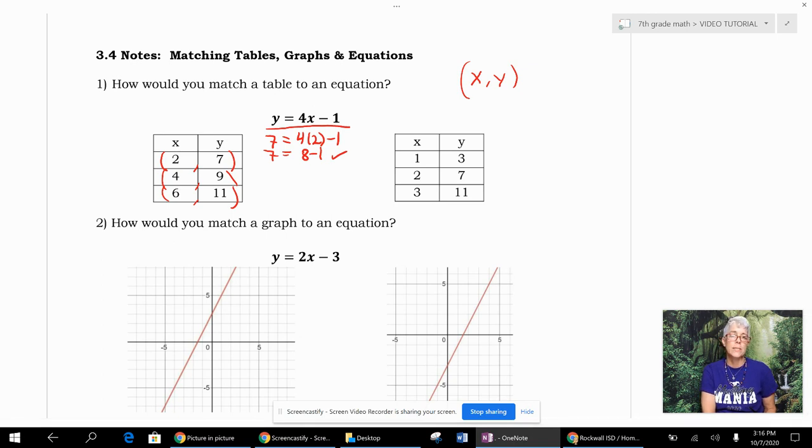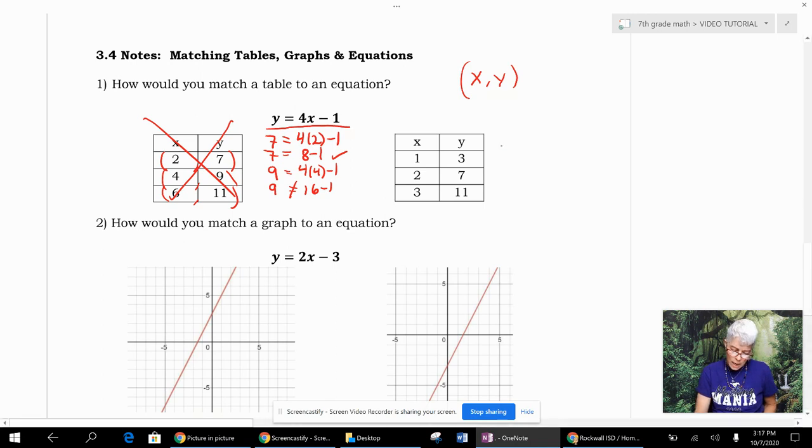So let's try a second ordered pair. So this one says if x is 4, so that would be 4 times 4 minus 1, would y be 11? Well, 4 times 4 is 16. 16 minus 1 is not 9. So this is probably not the table that matches. Let's try the other one.